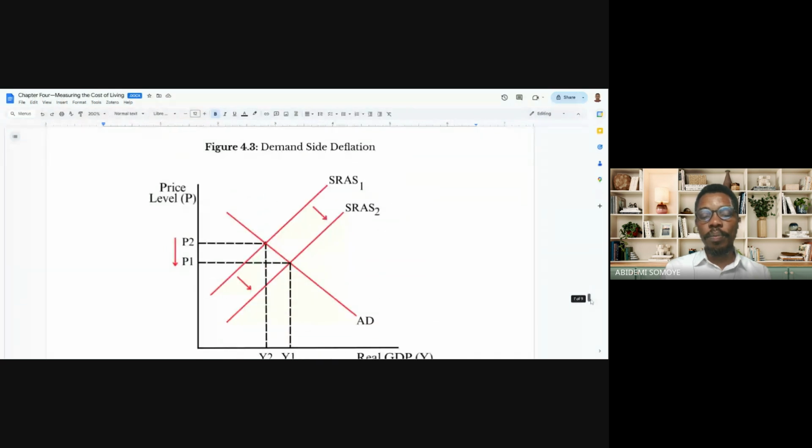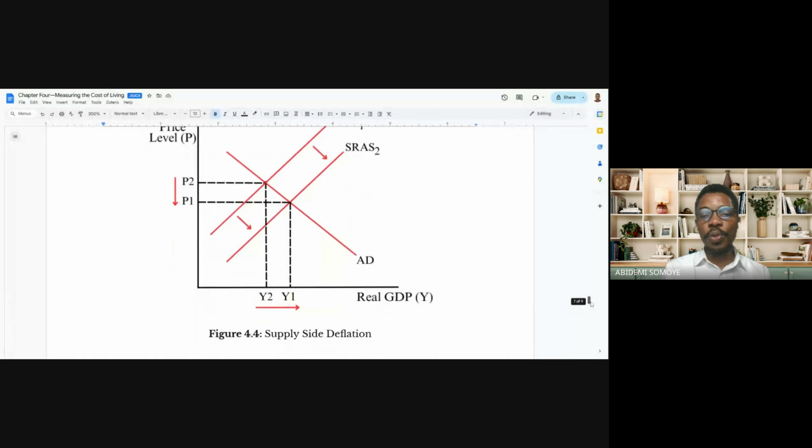So what about supply side deflation, or good deflation, or benign deflation? You can see that SRAS shifts to the right. If SRAS shifts to the right, you see that price falls. However, output increases, and this is a good one. This is a good one for the economy if output increases.